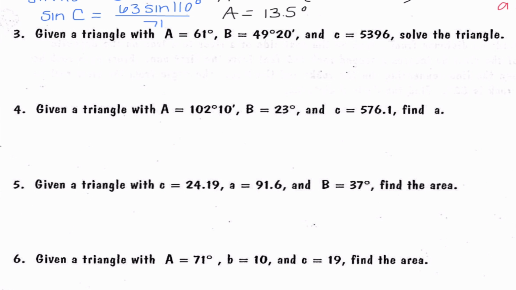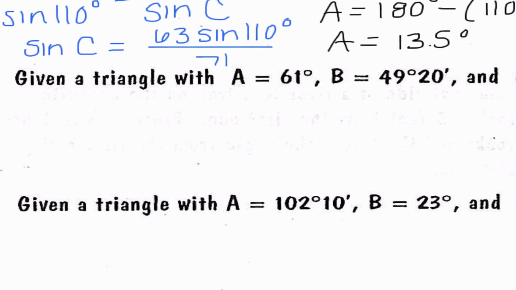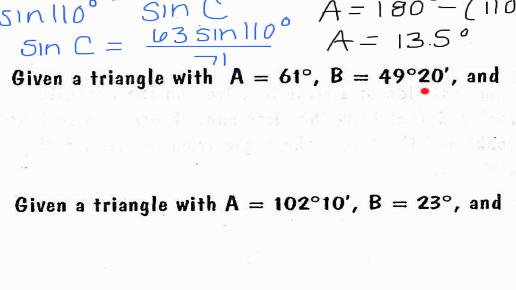Number 3 gives us a triangle, and it gives us 2 of the angles and 1 side and asks us to solve for the triangle. And that means that we need to figure out every single part of the triangle. And this, let me get there, this might be really strange looking to us.